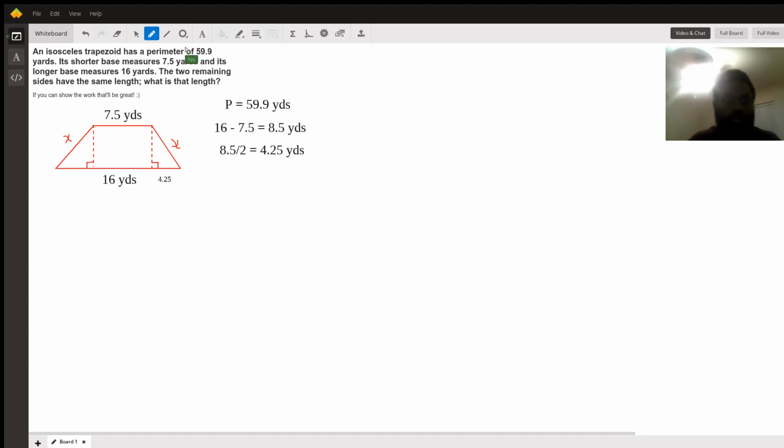Now, when we split the trapezoid, it became a square. So this side is also 7.5, the same thing as this side. Since we split it, all four sides are 7.5. So now we use the Pythagorean theorem.